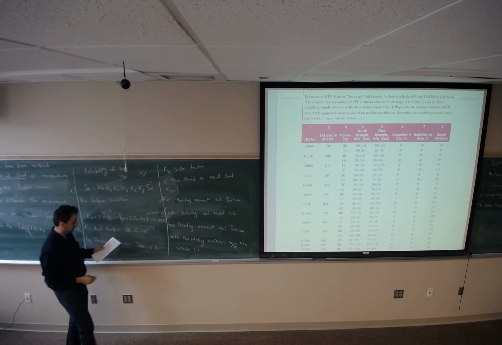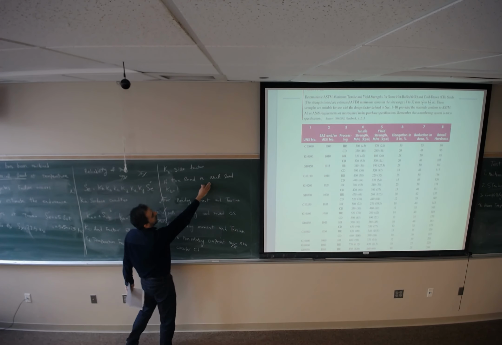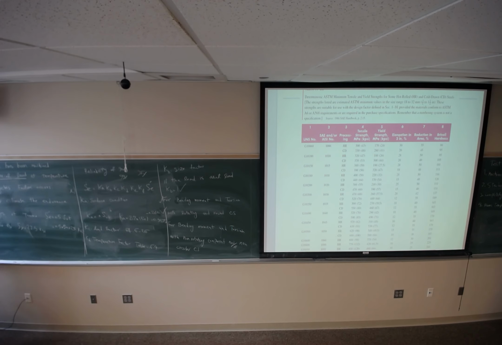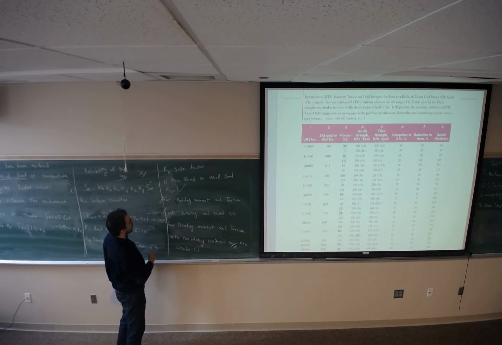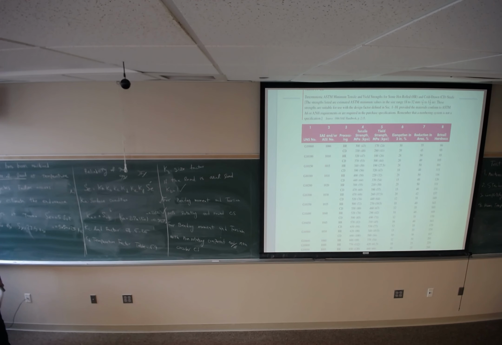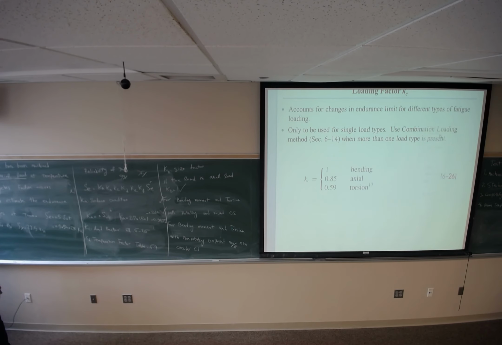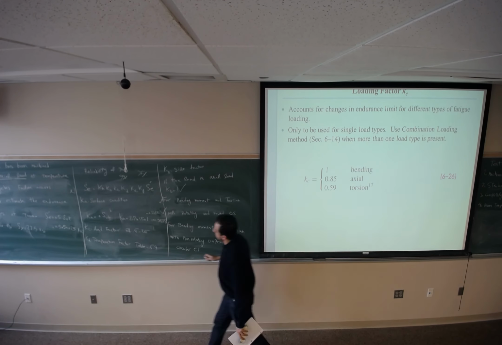So Ka is 0.9575. Kb is the load factor. If the load is axial, Kb is 1, so we don't change Kb. It's an axial load. Kc is the size factor. Sorry, Kc is the load factor. For axial load, I should use 0.85.